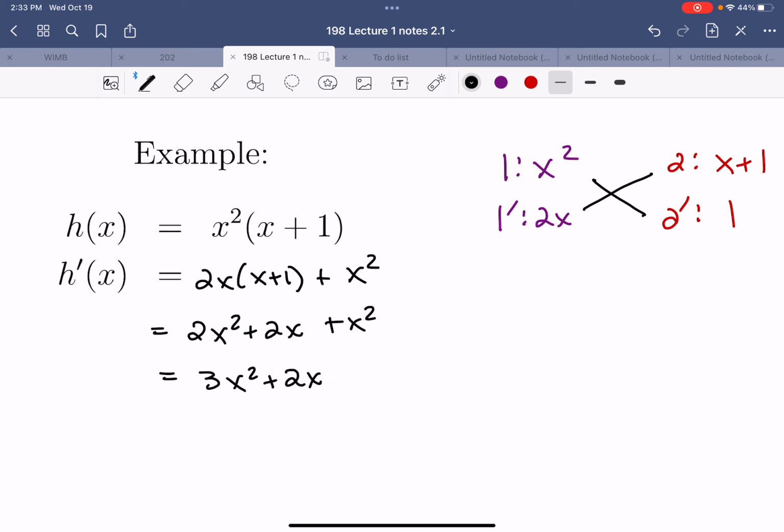Okay, so a quick, easy example of product rule. Nothing crazy. The other ones are going to be a bit more difficult, but the idea that we're doing is 1 prime 2 plus 2 prime 1.